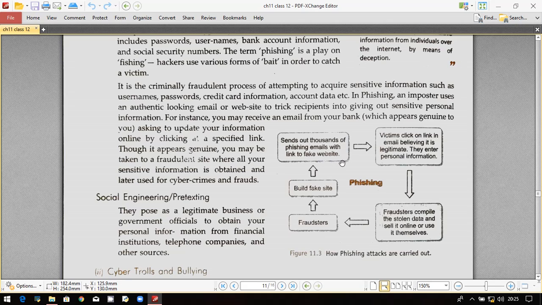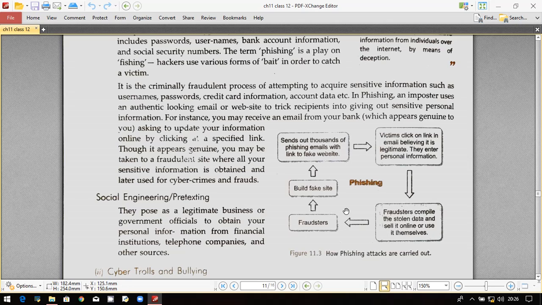Here it is shown how phishing attacks are carried out. Fraudsters send out thousands of phishing emails with a link to a fake website. Basically, it is a cyclic process. Victims click on the link in the email believing it is legitimate, and they enter their personal information. Once they have entered that information, the fraudsters compile the stolen data and sell it online or use it themselves. So the fraudsters build their fake websites and send out thousands of phishing emails, and you, as a victim, click on that link and share your personal information there. Once they have access to that private data, they are going to steal the data and sell it online or use it themselves.